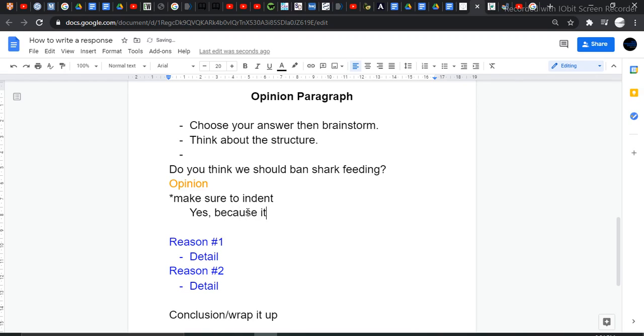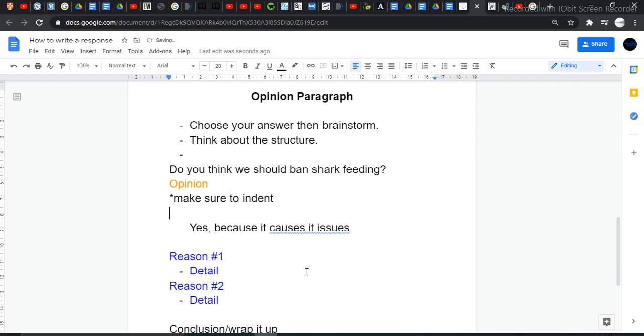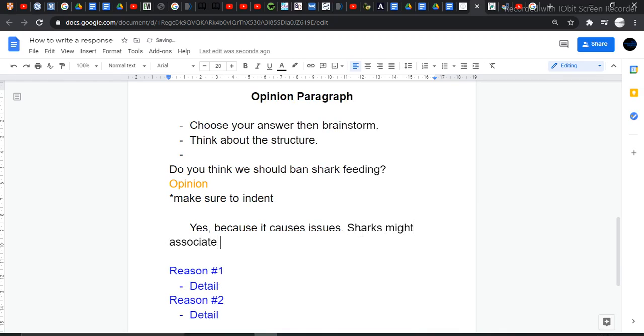Yes, because it causes issues. It causes issues. So this is really basic. You can do this when you start off. You can make it really basic. Sorry, it causes issues. And I can say, yes, because it causes issues, sharks might associate humans with food, and sharks might associate humans with food.